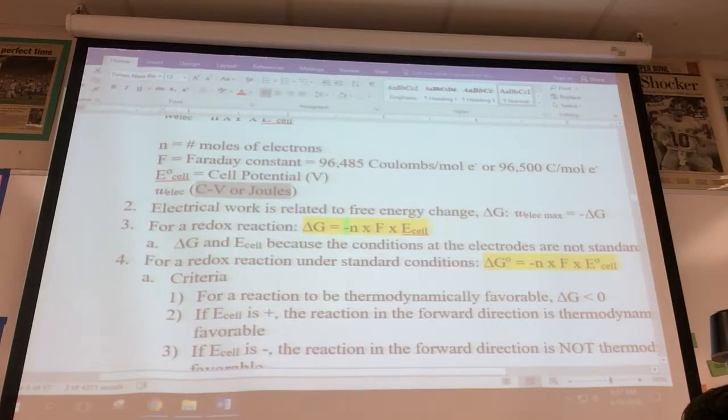Now, electrical work is related to free energy, and we say that the maximum amount of electrical work is equal to the negative delta G, and you don't really need to be able to flip between those two in any regard. What you are going to see is for a redox reaction, delta G, that's the change in Gibbs free energy, is equal to negative N F E cell, where N is the number of moles of electrons, and F is Faraday's constant. For example, if you have a redox reaction and when you balance it and get the number of electrons to be the same, that total number of electrons transferred is equal to N. And I'll point that out as we go rather than writing a fresh equation.